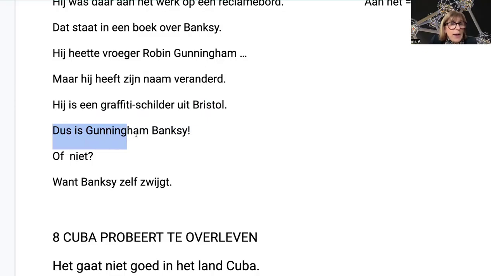Dus is Gunningham Banksy. So, Gunningham is Banksy. Of niet, or not. Want Banksy zelf zwijgt. Because Banksy himself, zwijgen means he is silent. That's zwijgen. So we still don't really know, but that's what they think. They think it is originally Gunningham. Okay, good. I hope you understood.